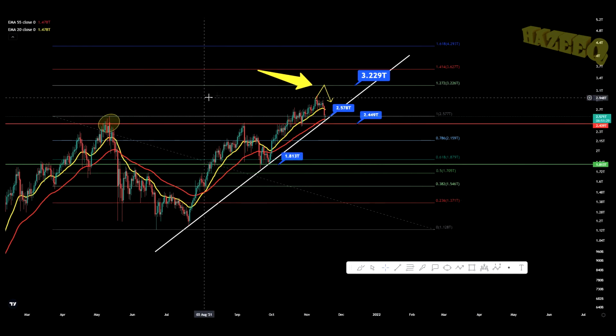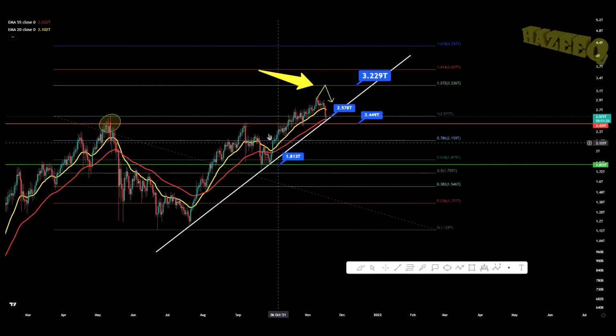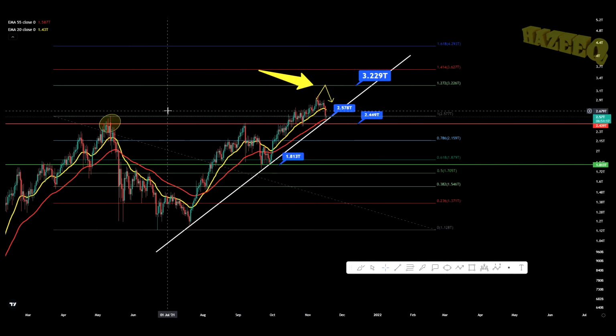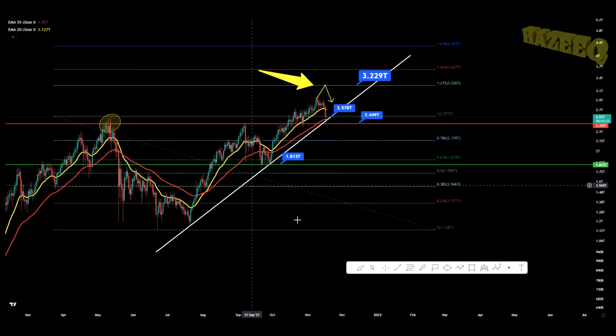And today we're going to be taking a look at the total market cap of crypto and doing a bit of a technical analysis review on the chart and what I think is going to happen in the near future. Obviously, I'm not a financial advisor by any means. You should do your own research before investing money into crypto.